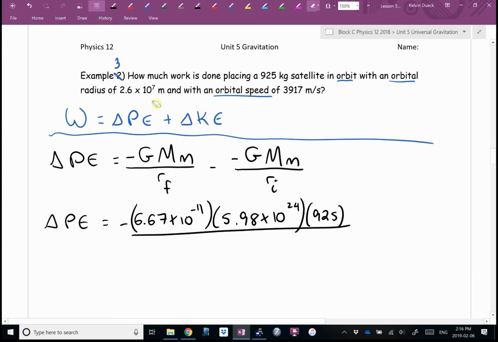Is it an altitude or is it a radius? So I don't need to add the radius of the Earth. I actually gave you that distance in the question. So, yay! A little less typing. I'm just going to put 2.6 times 10 to the 7th. Gabe, what's a minus minus? Positive. Are you positive?